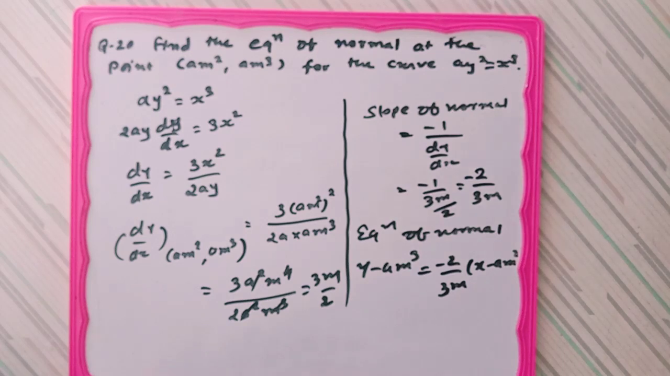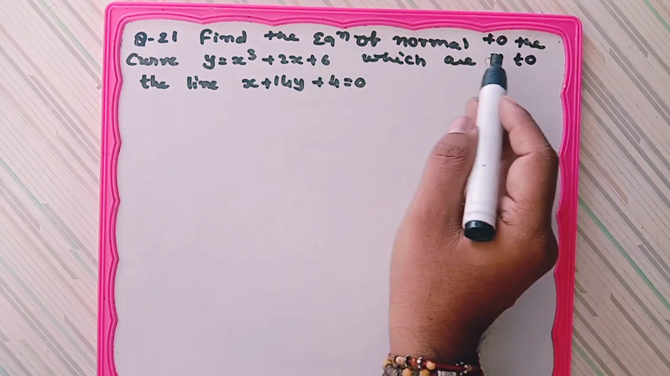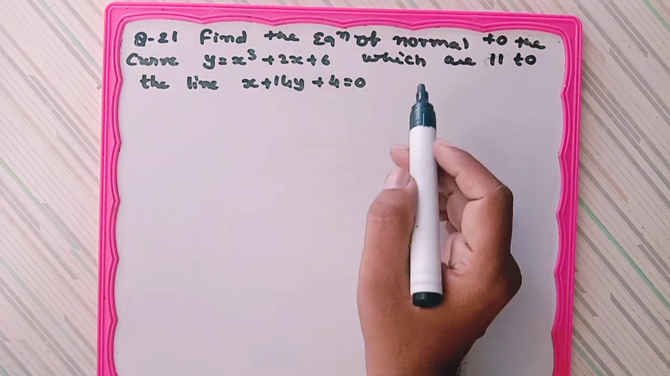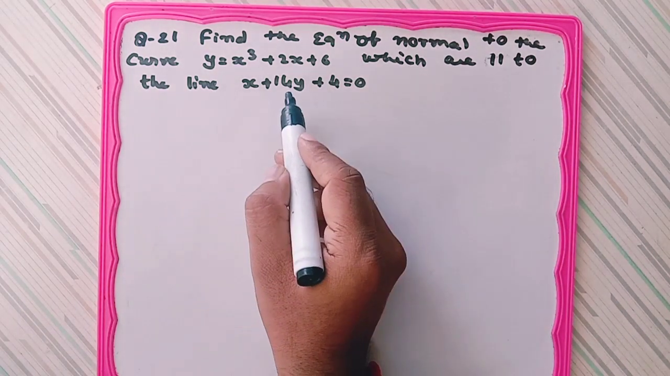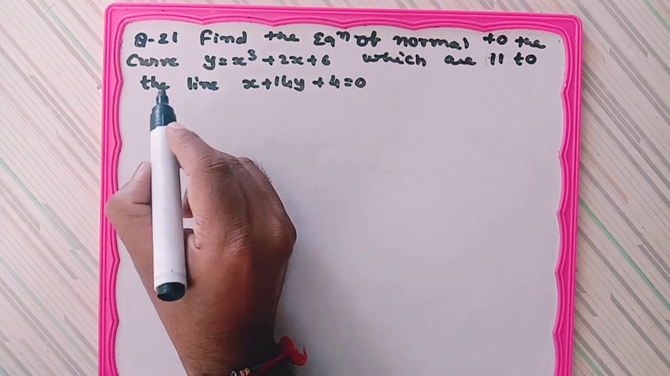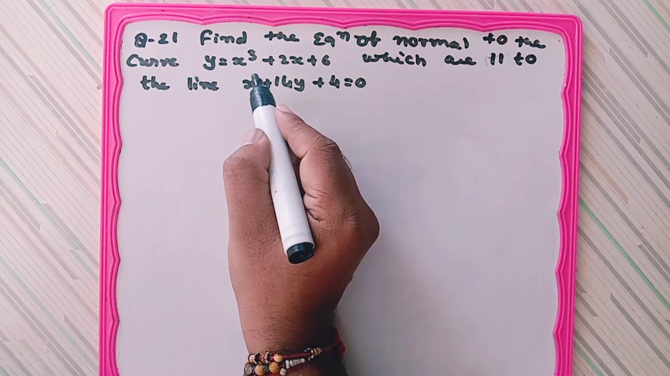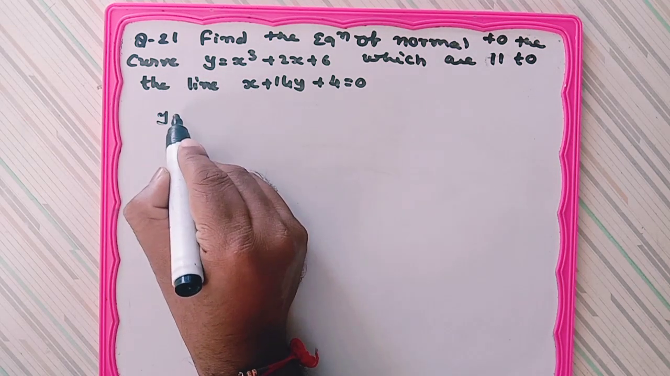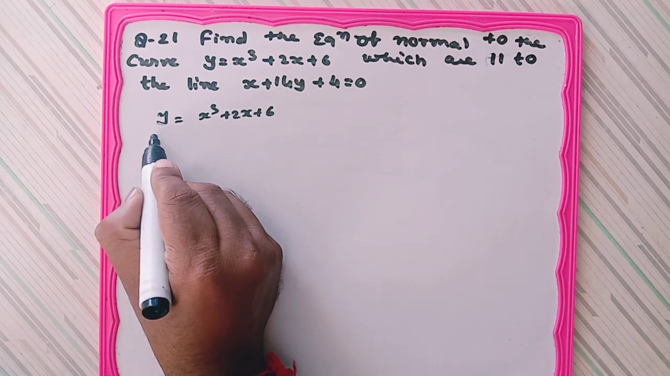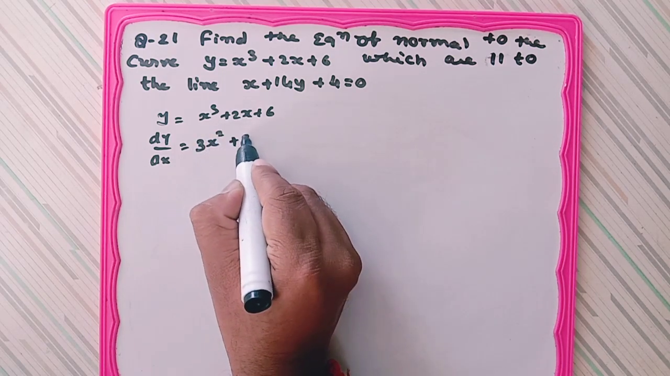Question 21, we have: find the equation of the normal to the curve y equals x³ plus 2x plus 6, which is parallel to the line x plus 14y plus 4 equals 0. So this equation is the normal we require. For that, first we find the slope of the tangent, because the normal is perpendicular to the tangent. So for the slope of the tangent, y equals x³ plus 2x plus 6. We differentiate with respect to x, then dy/dx we will have 3x² plus 2.